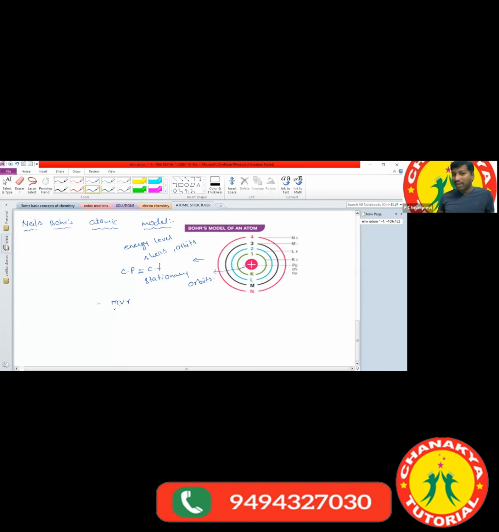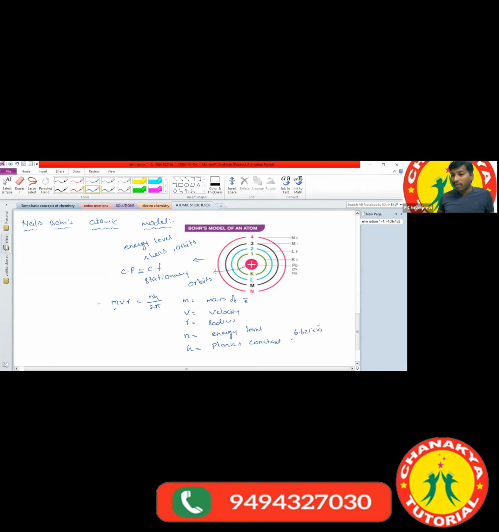The angular momentum of an electron in an atom is quantized to nh by 2 pi. In this, m is the mass of the electron, v is the velocity of the electron, and r is the radius of the electron. n is the energy level, either the first, second, or third energy level. h is Planck's constant. What is the Planck constant value?